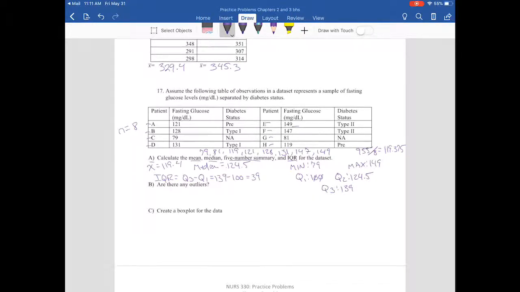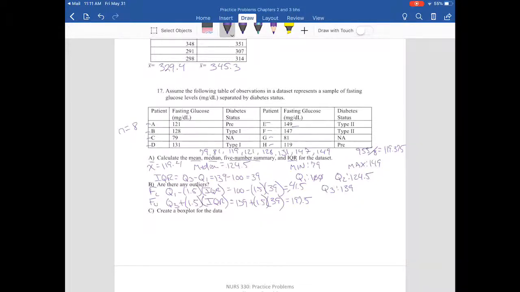Are there any outliers? In order to find our outliers, remember, we're finding our lower fence and our upper fence. Our lower fence is Q1 minus 1.5 times the IQR, and our upper fence is Q3 plus 1.5 times the IQR. Write this out. Your Q1 is 100 minus 1.5 times your IQR, which is 39. Q3 is 139 plus 1.5 times 39. When you work these out, you're going to get a value of 41.5 for your lower fence and 197.5 for your upper fence.